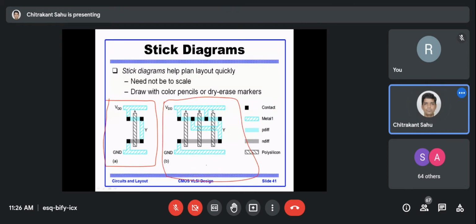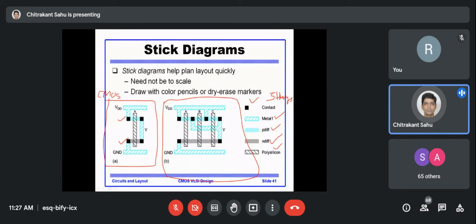And what about this? Can you correlate? This is for the CMOS inverter, right? It is showing the different layers. Here metal contact, P diffusion, N diffusion, right? This is N diffusion, and this is P diffusion, contacts, polysilicon, just representing the different layers. So how many things do you need to take care of? 1, 2, 3, 4, 5. So 5 things you need to take care of while designing any layout.